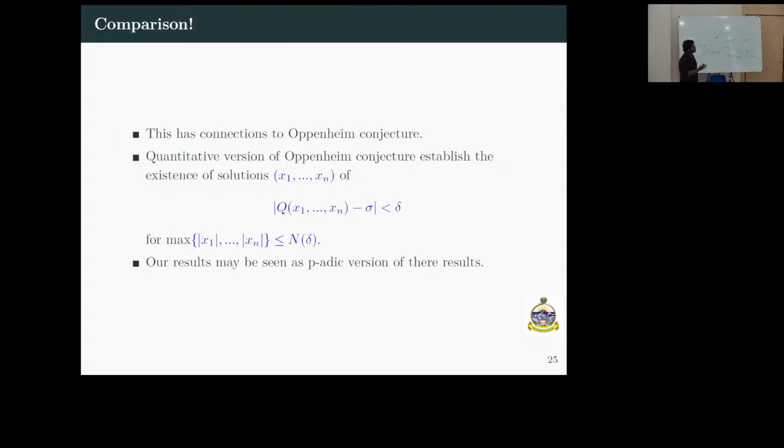So let us do a bit of comparison. Definitely our theorem has connections to this Oppenheim conjecture, and a quantitative version of the Oppenheim conjecture establishes that you can always find x1 to xn such that Q at x1 to xn minus sigma is less than delta whenever you are in the small box. We are in the p to the m case, and also m is going to infinity, that's why we say our result may be seen as the periodic version of these results. Fine.